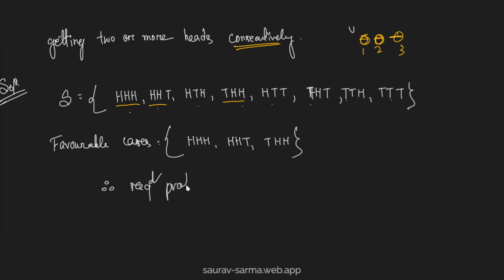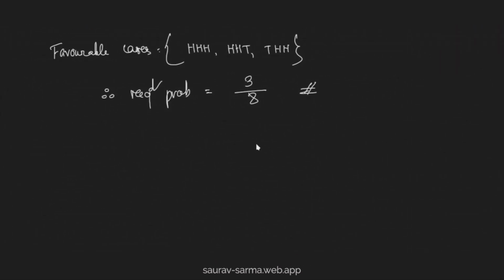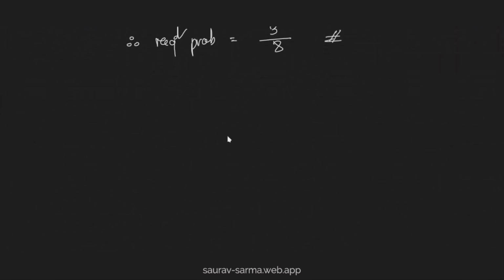required probability is 3/8 right so ekdom easy questions ebo. Let's go to the next question, example 3.